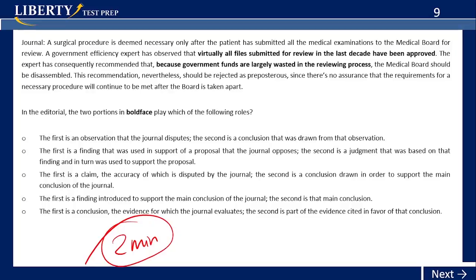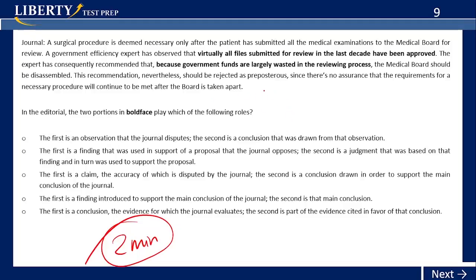Okay, so here we have the journal. A surgical procedure is deemed necessary only after the patient has submitted all the medical examinations to the medical board for review. A government efficiency expert has observed that virtually all files submitted for review in the last decade have been approved. The expert has consequently recommended that, because government funds are largely wasted in the reviewing process, the medical board should be disassembled. This recommendation, nevertheless, should be rejected as preposterous, since there is no assurance that the requirements for a necessary procedure will continue to be met after the board is taken apart.